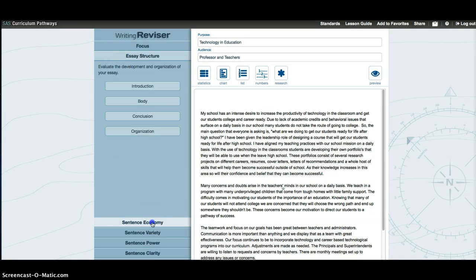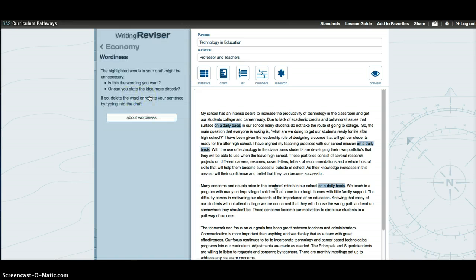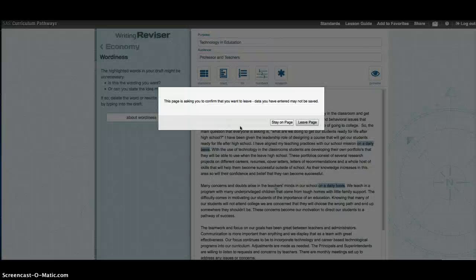Okay, let's take a look at sentence economy. Wordiness. All right, interesting here. It'll highlight the words that might be unnecessary. So let's take a look at the first one. Due to lack of academic credits and behavioral issues that surface on a daily basis in our school, many students do not take the route of going to college. Okay, that right there sounds like a long, maybe even drawn out or run-on sentence almost. What they highlighted was the possible areas of too many words and wordiness. So that might be an area where I just say, I don't want that in there anymore.